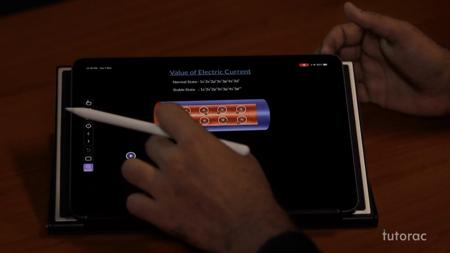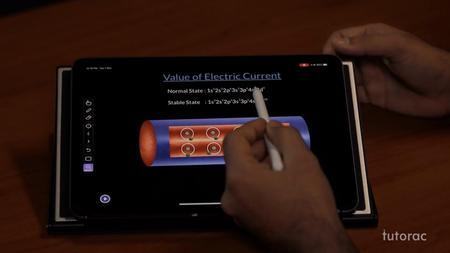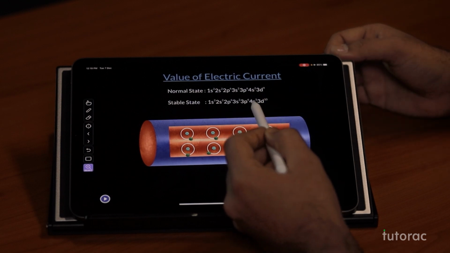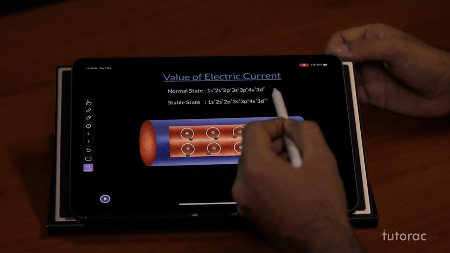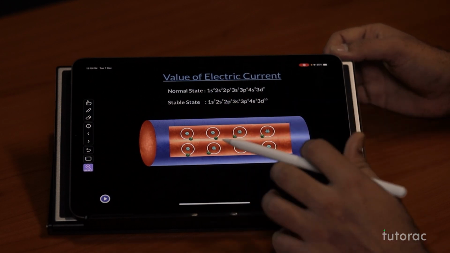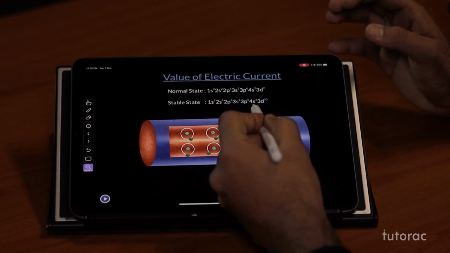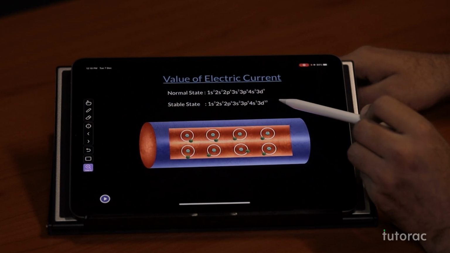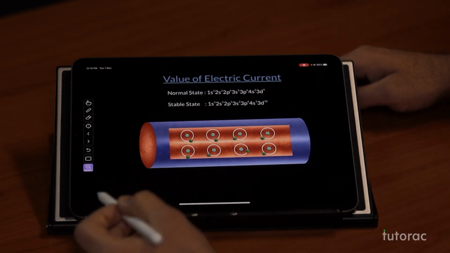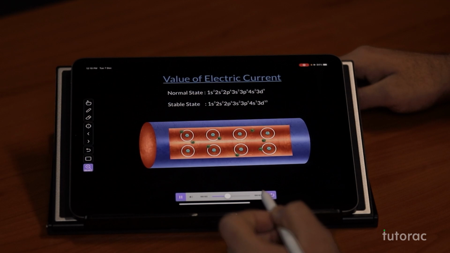Thus, after getting a very little amount of energy, what will happen? It will try to stabilize itself. As you can see here, an electron from the 4s orbital jumps to complete the 3d orbital. Thus, this copper will reach its stable state. Now, at this point, copper has only one electron, 4s1, in the outermost orbital. Thus, they are free to rotate.